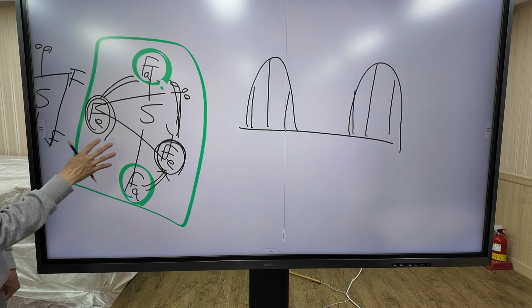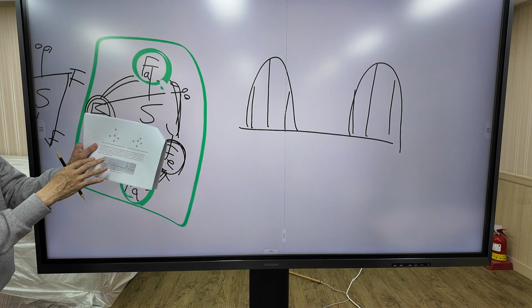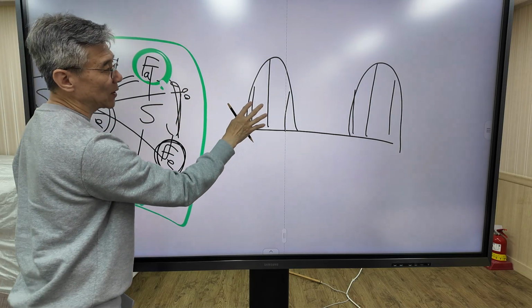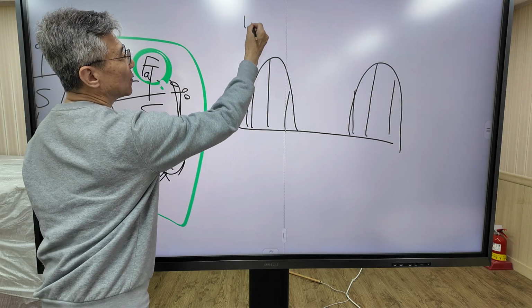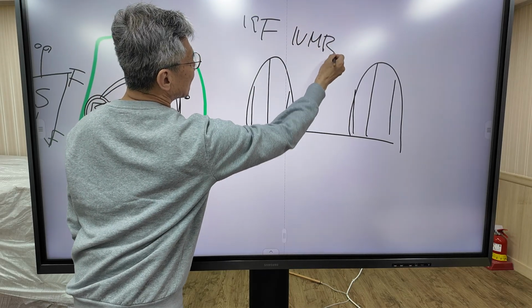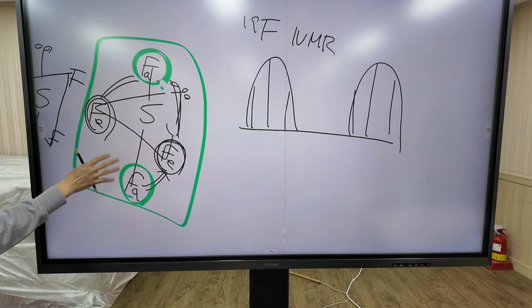If the structure is this one, this is the actual spectrum. When we measure the fluorine NMR spectrum, it looks like this one. This is the actual fluorine NMR spectrum we obtain. So this spectrum confirms that the structure is this one.